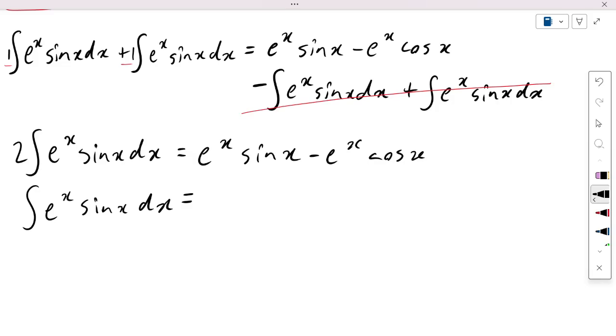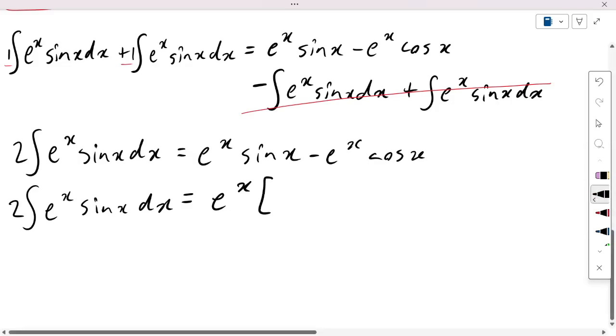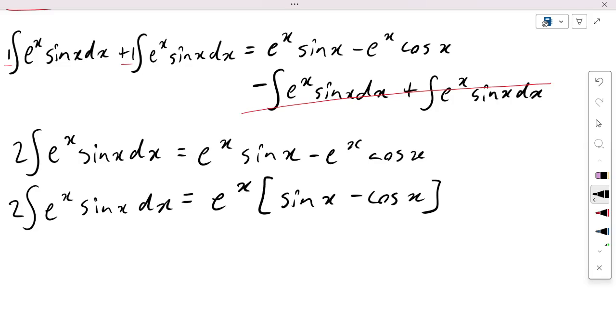And what do we notice here? e to the x is a common factor. So we can take out e to the x, but we can also divide this by 2. Or you know what, let's just make it a little bit simpler here. I'm going to keep the 2 here for now. I'm actually going to take out e to the x as a common factor just for now. Right, so we can take out e to the x as a common factor. This is sine of x minus cosine of x. And then now we can divide both sides by 2.